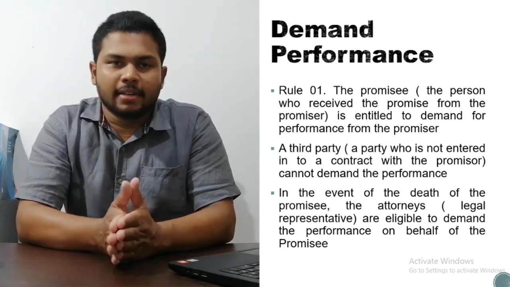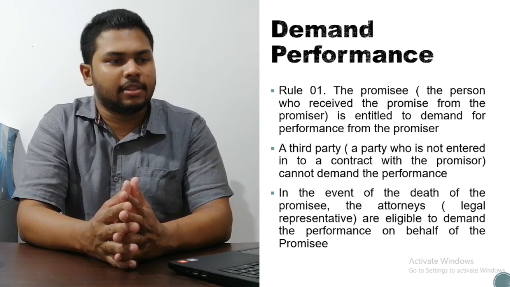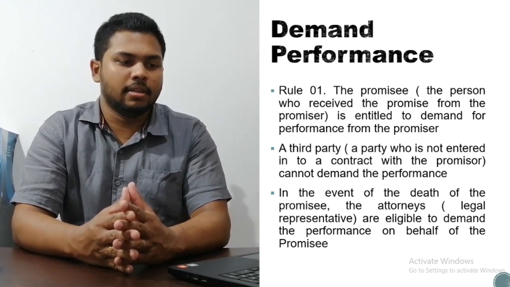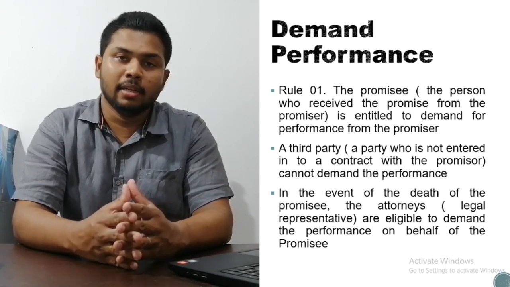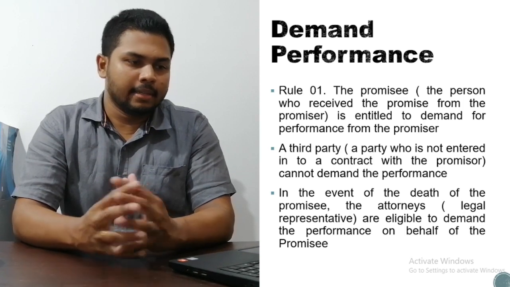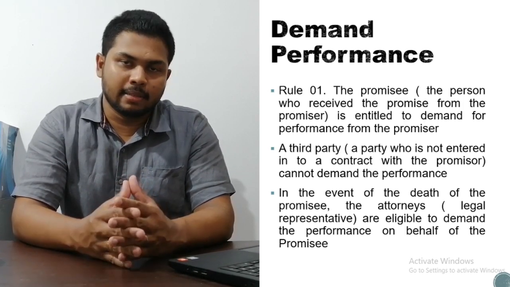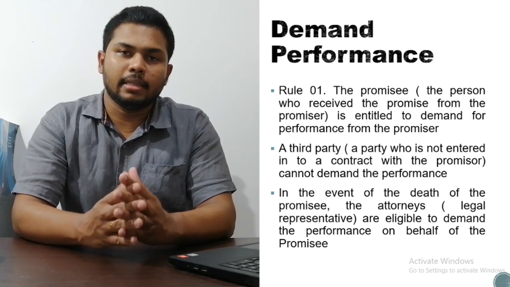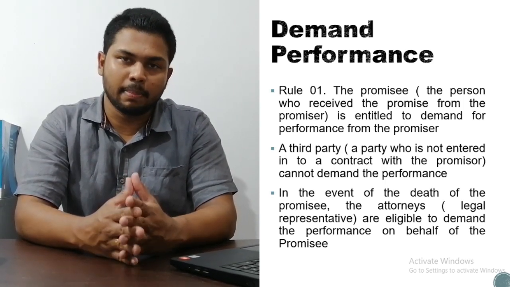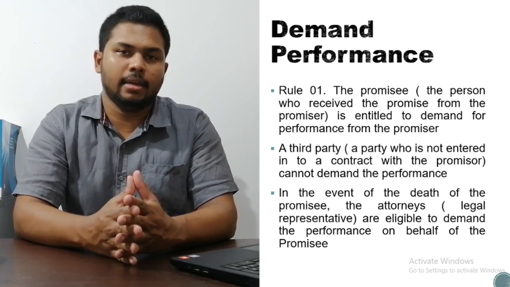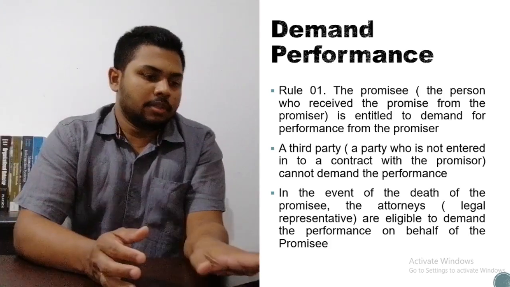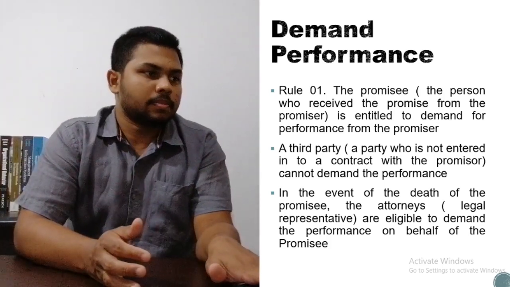Then the third one says that in the event of the death of the promisee, the attorney receives the right and is eligible to demand the performance on behalf of the promisee. So in a circumstance where the promisee is absent, his or her attorney can represent him or her and demand the performance of that promise. So that is how demand goes.